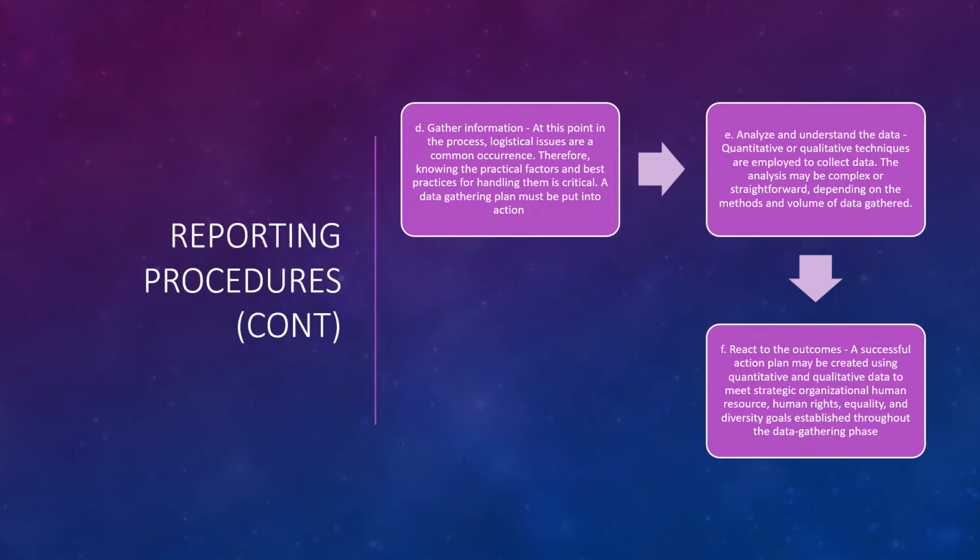Our fourth step in our reporting procedures would be gather information. At this point in this process, we may have some logistical issues with gathering information, so we will deal with them as they come. Our fifth step would be analyzing and understanding the data. So we're going to see which techniques will work better for us. Either qualitative or quantitative data techniques will be used. And our sixth step will be reacting to the outcome. A successful action plan will be created from the information after the data that we have collected and gone through.